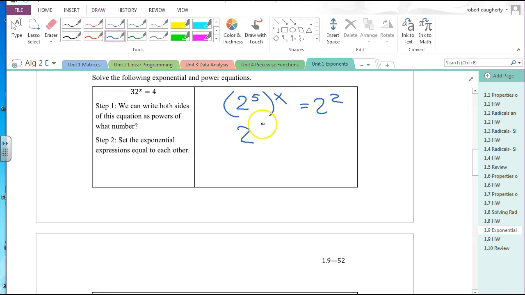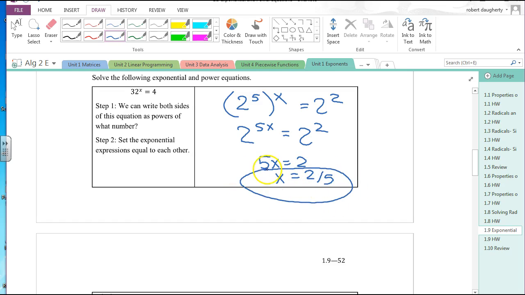So I've got 2 to the 5x equal 2 squared. Do I have the same number on both sides raised to a power? Yeah, these exponents are what? They are equal to each other. 5x is equal to 2. X is equal to what? Yeah, x is equal to 2/5, okay?